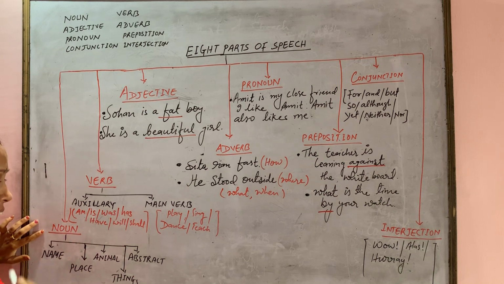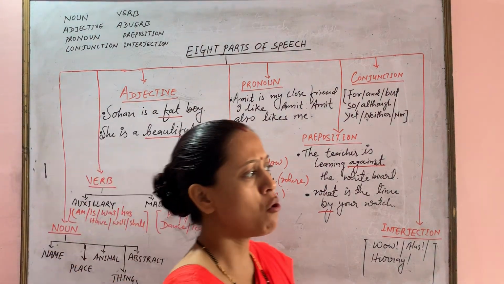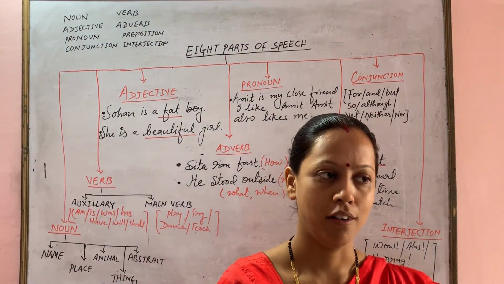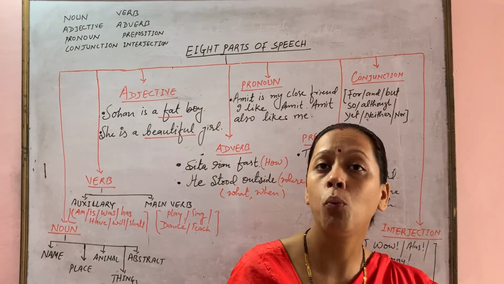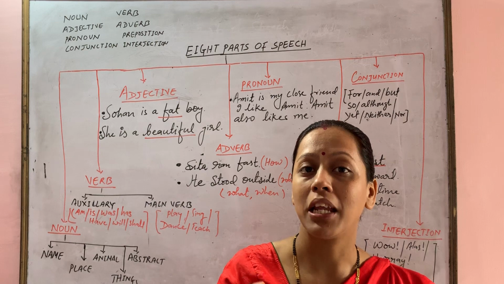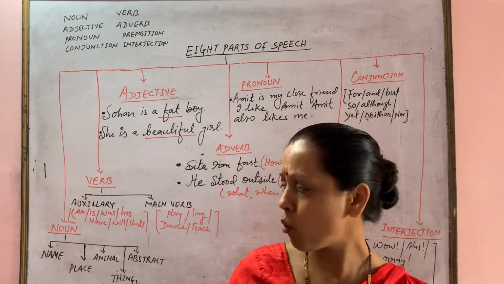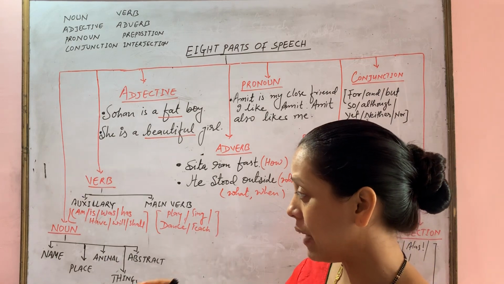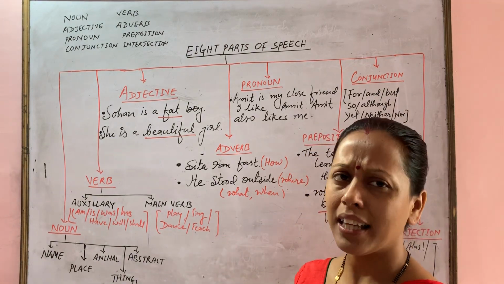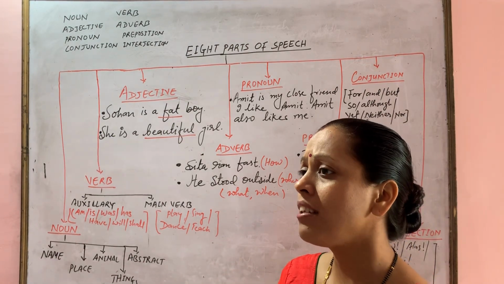If you can see noun, when we were small, we used to play the game. We used to make columns, and that was the best way to remember name, place, animal, thing. So what is noun? Noun is a name of place, animal, thing, anything which is related to the names.